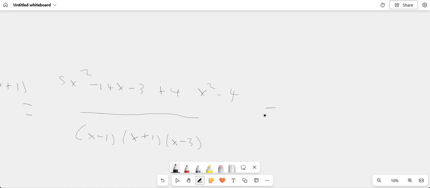5x squared plus 4x squared is going to be equal to 9x squared. Minus 14x is just minus 14x. And then minus 3 minus 4 is minus 7. So that's what you've got now. And on the bottom you've got x minus 1, x plus 1, and x minus 3.